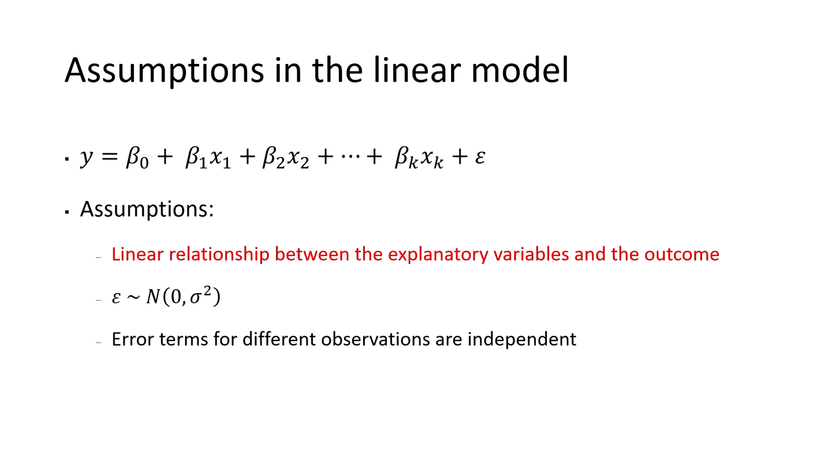First, there is a linear relationship between all explanatory variables and the outcome. Second, the error term is normally distributed with mean zero and variance sigma squared. And lastly, error terms for different observations are independent of each other.